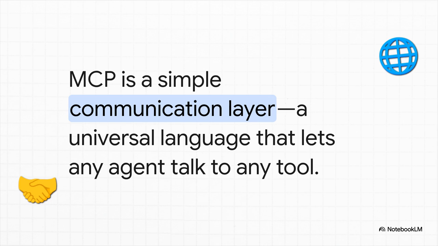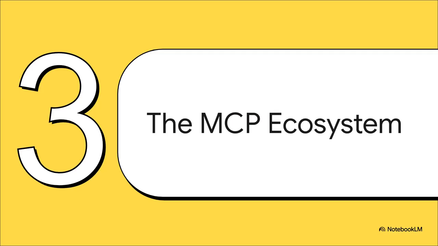Now, it's not a tool itself. It's more like a communication layer, a universal language that lets any AI agent talk to any tool as long as that tool also speaks the language. It's what brings order to all that chaos we were talking about. So how does this new standard actually create a working ecosystem? Well, it does it by defining two very clear roles, and they fit our education analogy perfectly. You've got the school and you've got the student.